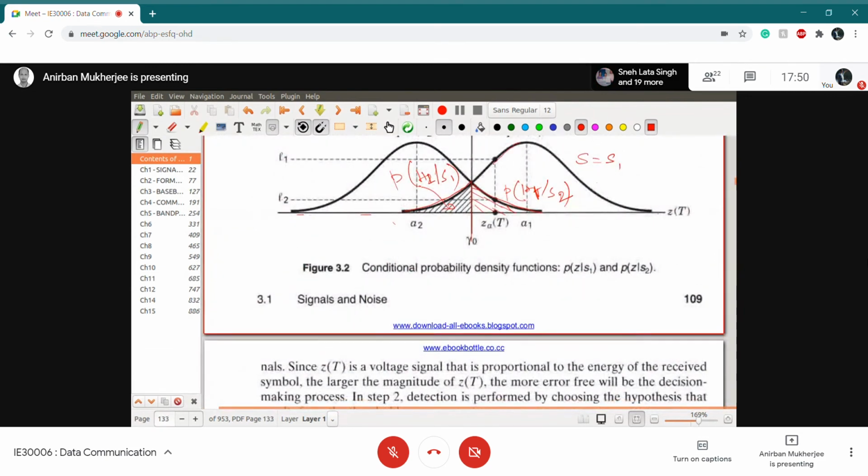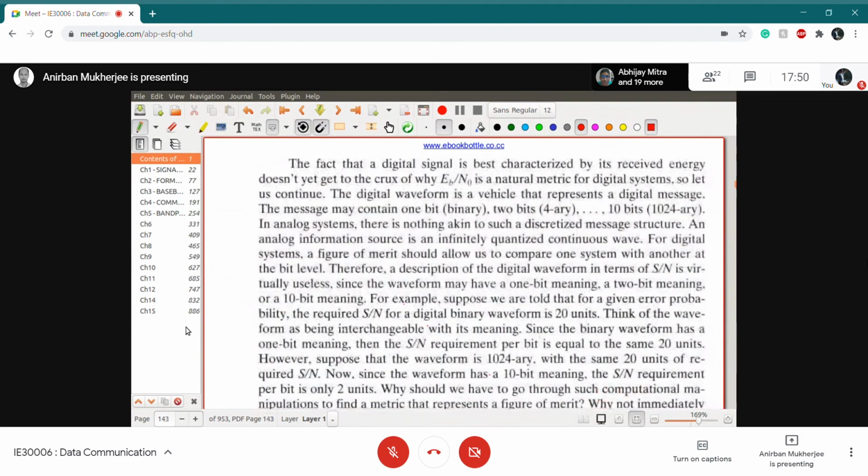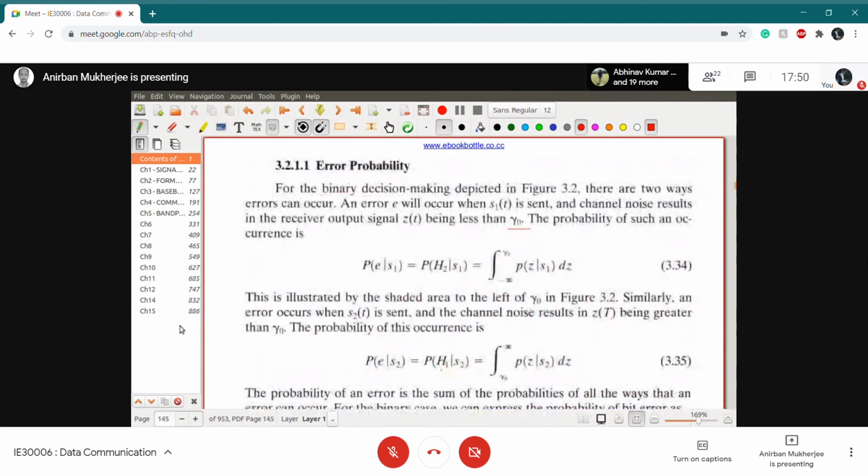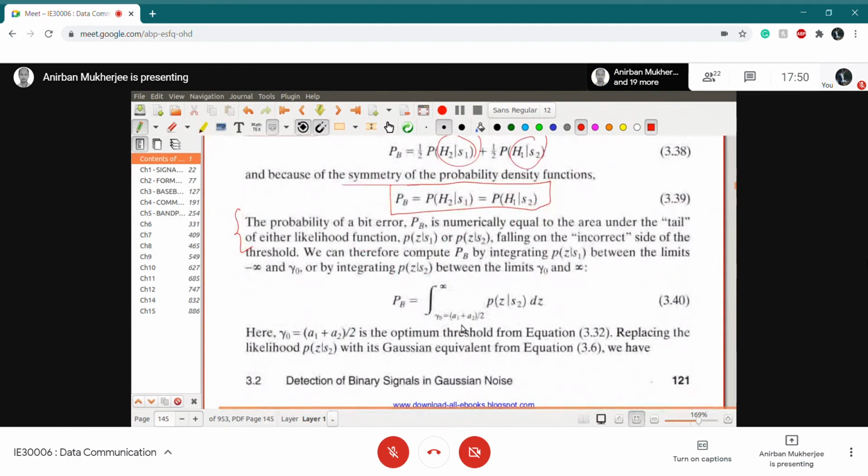That is P(z|S1), from minus infinity up to gamma 0. Similarly, you have to integrate P(z|S2) from gamma 0 to plus infinity. If you check these two figures side by side, it will be easier for you. Finally, if you integrate everything, the probability of bit error is obtained, and gamma 0 will be the optimum threshold.